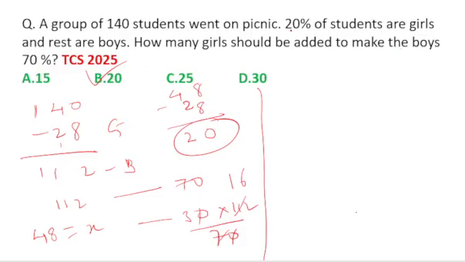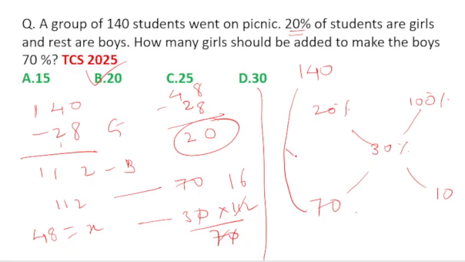This is the question. Initially it's 20% girls, and 100% girls we are adding, so the girls should be 30%, because 70% are boys, so 30% are the girls. So we solve by using the mixture alligation. The difference is 10, the difference is 70, and the total students are 140. So you can take the multiplier as 2. 10 into 2 is 20. It means 20 girls are added. I think this question is clear to everyone.